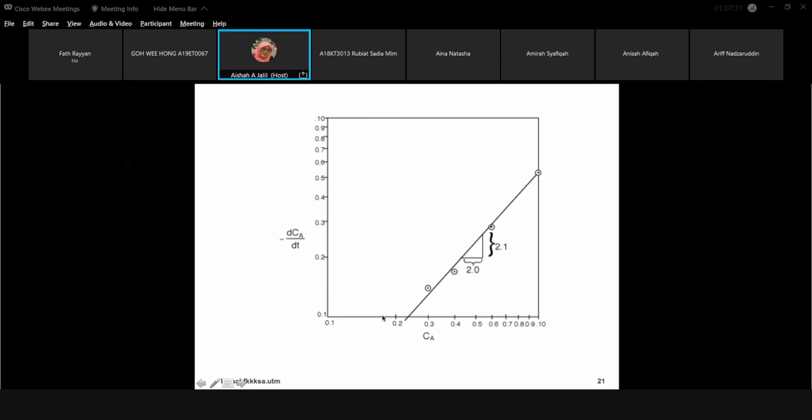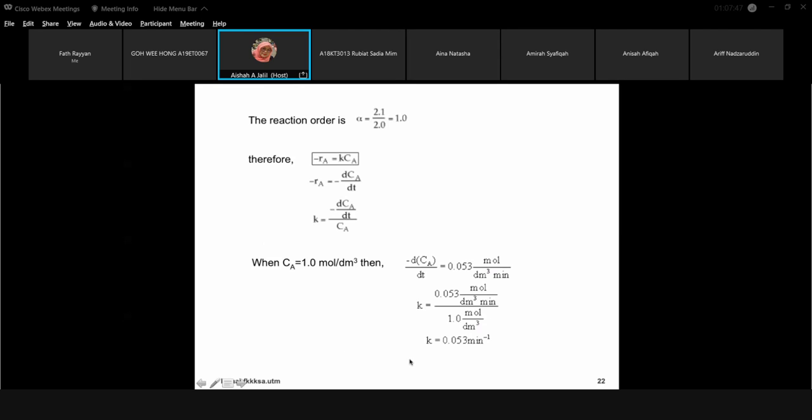Usually it depends on the examiner whether they want you to plot a log graph or an ordinary graph. But usually they will give you the ordinary graph, right? So you have to calculate this one. Get this one. Question?